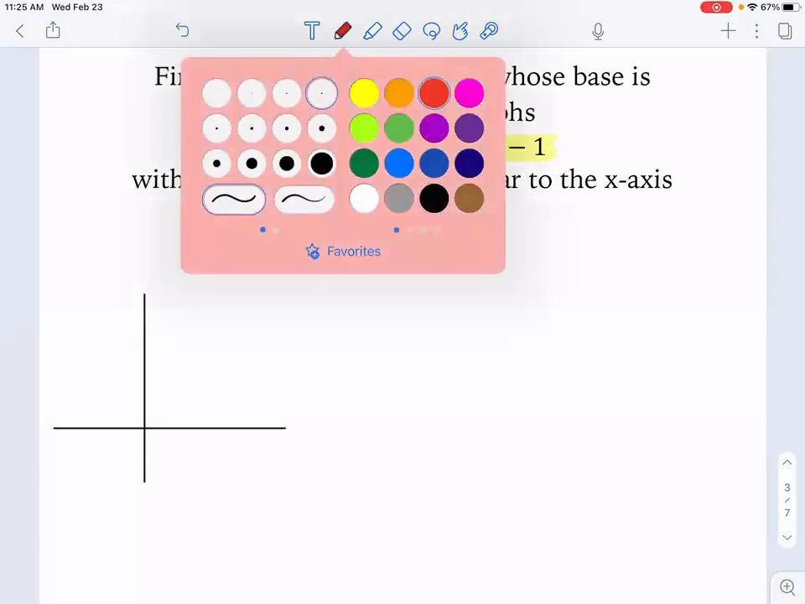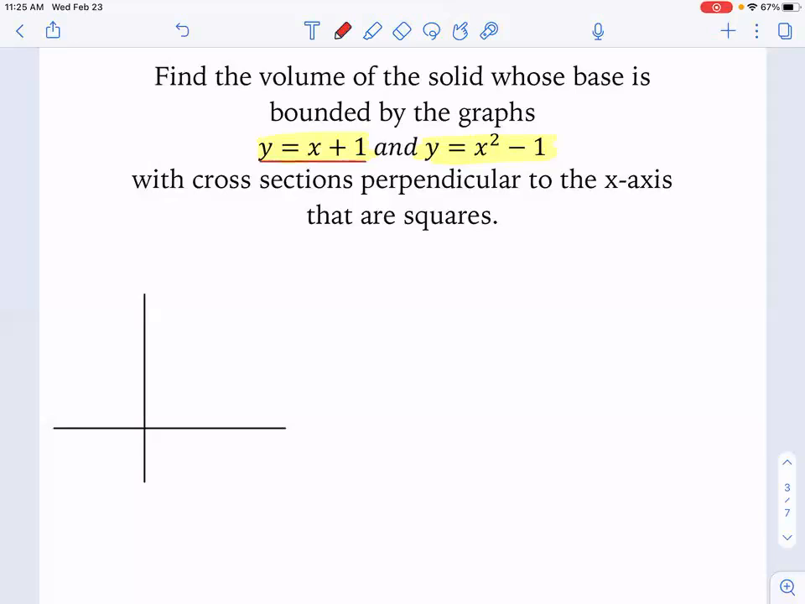Okay, x plus 1. I'll do that in red. Okay, and then x squared minus 1. There we go. We get these shapes often, don't we? Because it's like a parabola and a line intersecting to make a teardrop sort of thing.